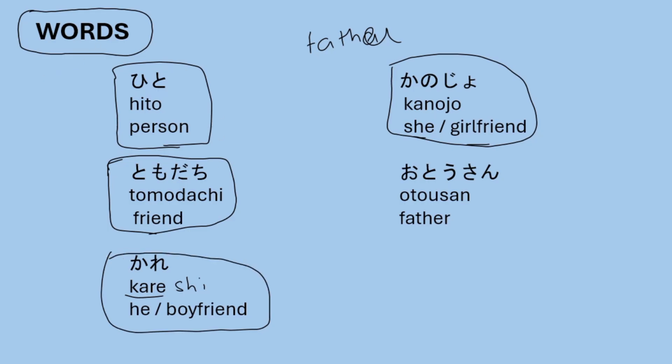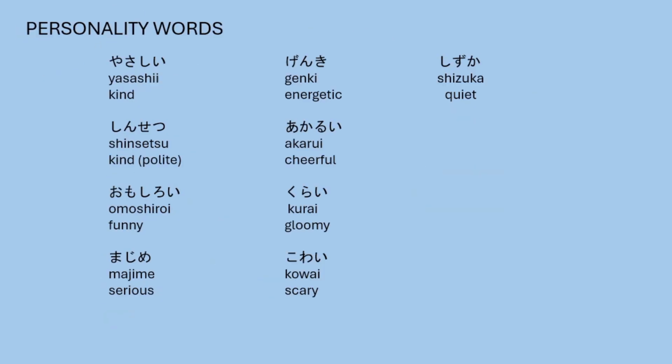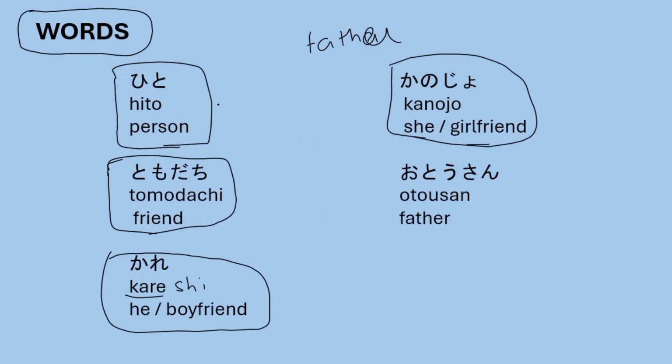These are important words related to how to talk about a person's personality. The first is hito, which means person. Second is tomodachi, which means friend. Third is kare, which means he. Kanojo means she, and otosan means father.